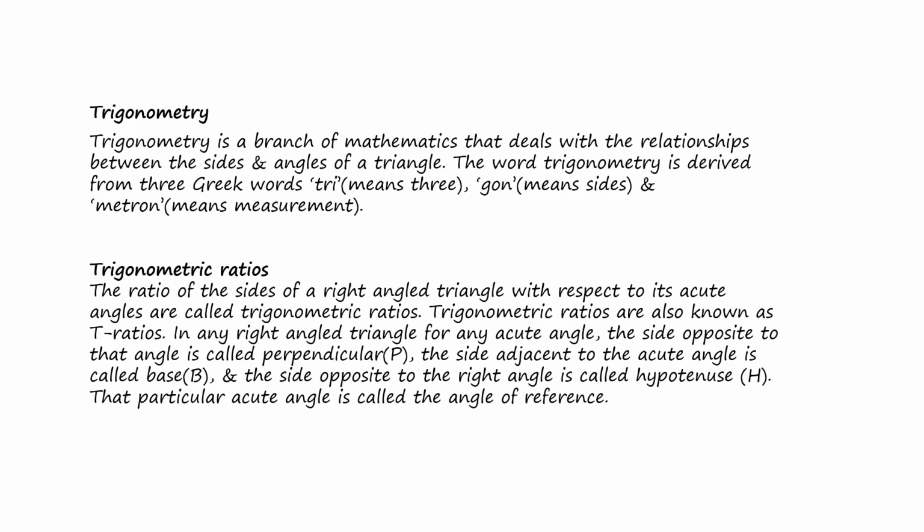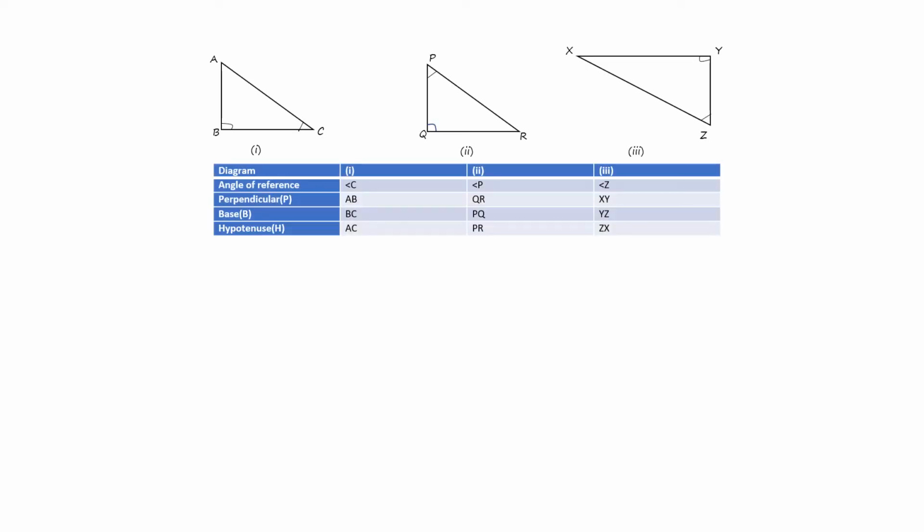Let's discuss in detail. There are three triangles: example 1, example 2, example 3. In the first diagram, in triangle ABC, angle B is 90 degrees, and angle C is the angle of reference. So the side opposite to angle C is AB. So AB is perpendicular. The side adjacent to angle C is BC. So base is BC. And the side opposite to the right angle, that means opposite to angle B, is AC.